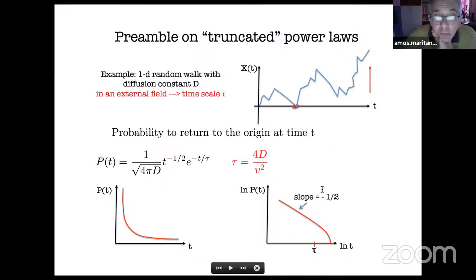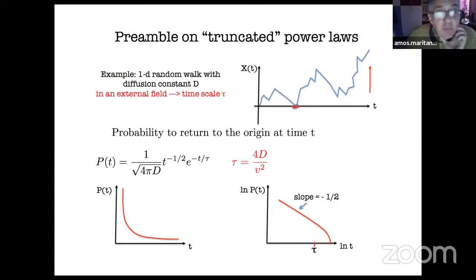If, for example, in the random walk, the diffusion problem, there is an external field that tries to push the particle more to the right than to the left, then there is a time scale in the problem that enters through a sort of average velocity. Tau is 4D, the diffusion constant, over V squared, where V is a sort of average velocity, and so this is the right dimension of time. And so the previous law is corrected by an exponential. So for time much less than tau, we see the previous power law with slope minus 1/2. Whereas for time of order of tau, or much larger than tau, the power law is ruined due to a fast decay towards zero. And where the crossover from pure power law to a truncated power law occurs is just the characteristic time scale that has been introduced thanks to the external field.